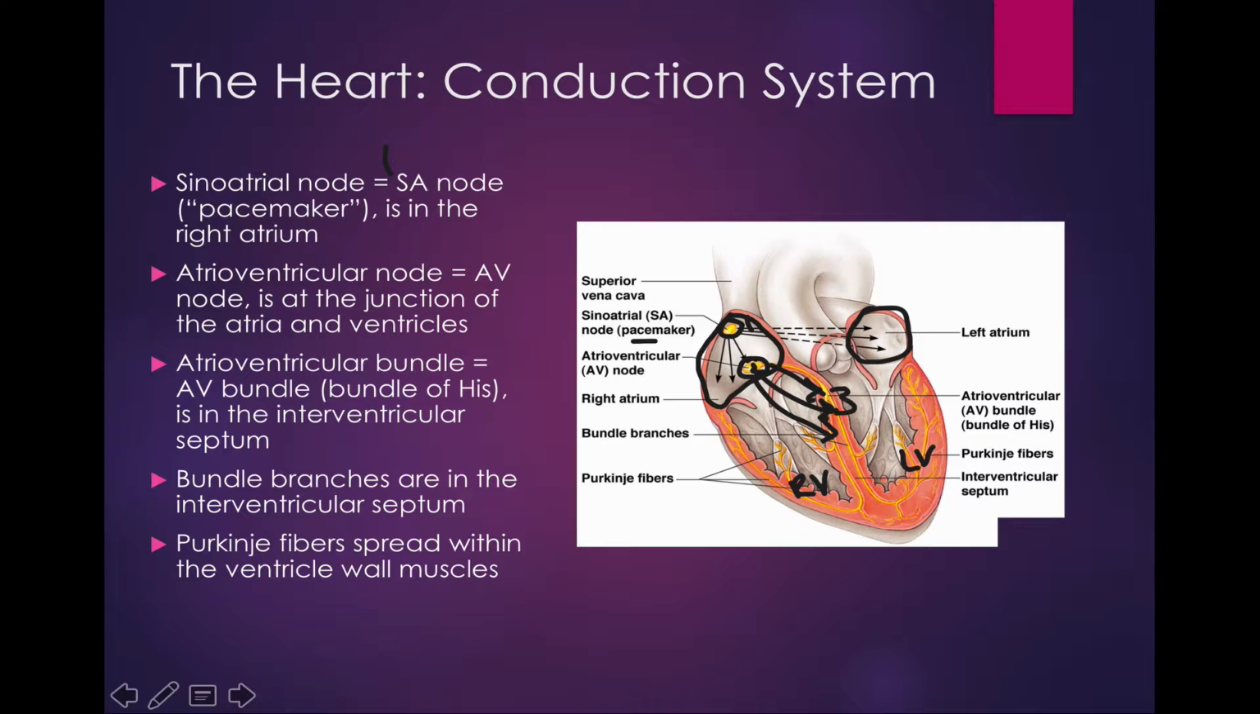So the AV bundle is right there. Then the bundle branches are in the interventricular septum, which you can see right there. And then lastly, that impulse is then going to go into the Purkinje fibers. So you're going to start out with the SA node first, then the AV node second, then you're going to go to the AV bundle, and then the Purkinje fibers.